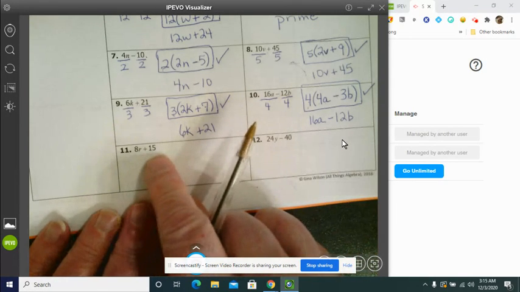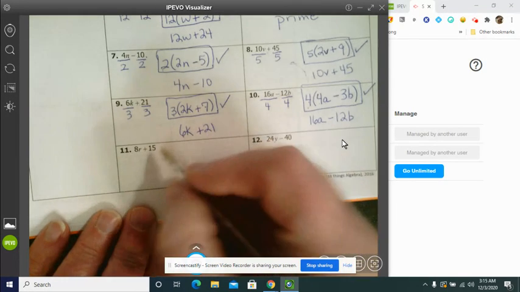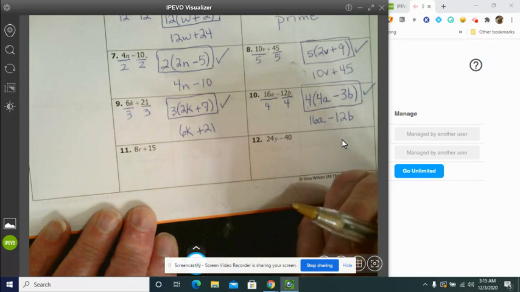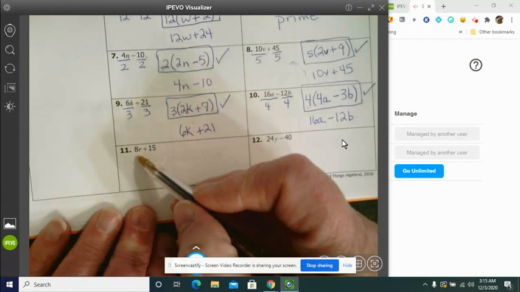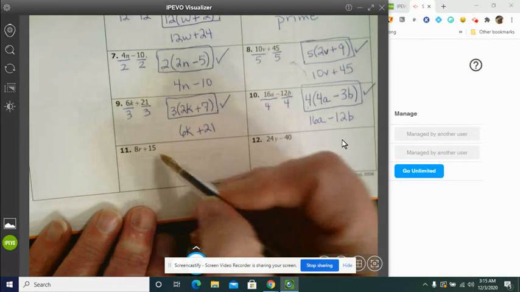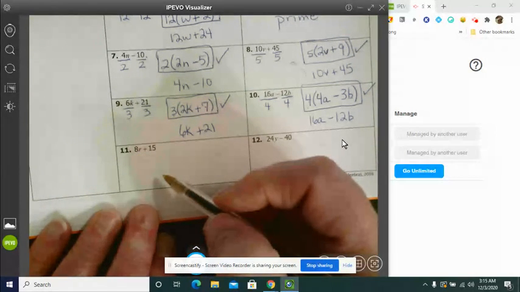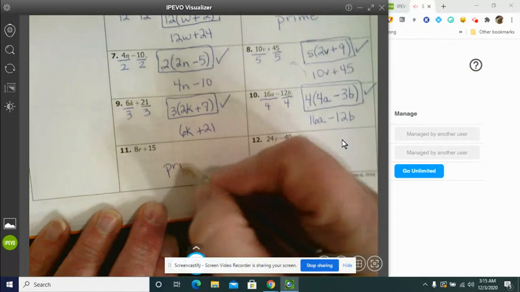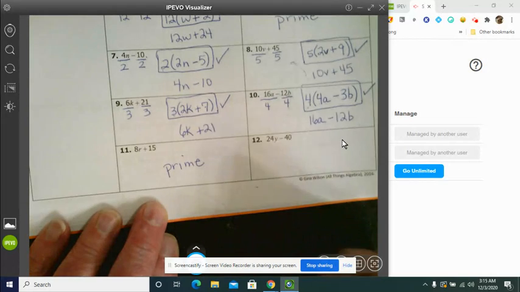8r plus 15. I'm going to look at both of those and see if I can come up with anything that will go into both of them. But I'm having trouble finding anything because 8 and 15 don't share any factors. So since they don't share any factors, my instructions tell me that I just write the word prime. Okay?